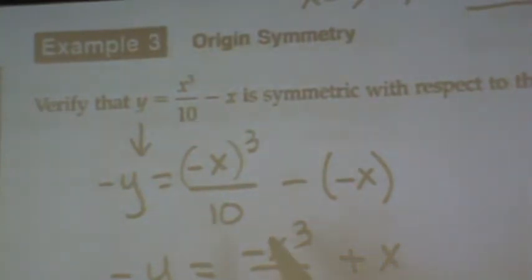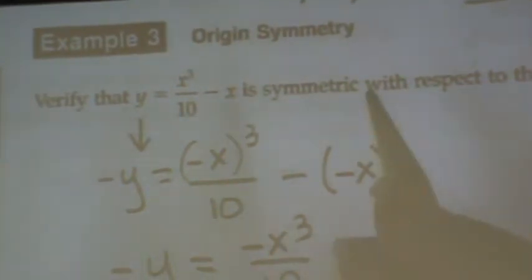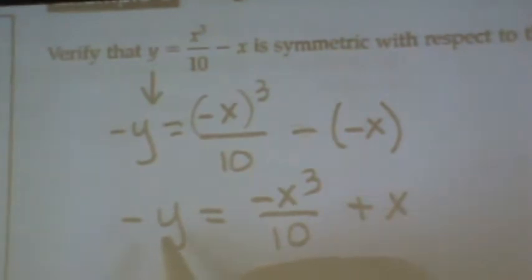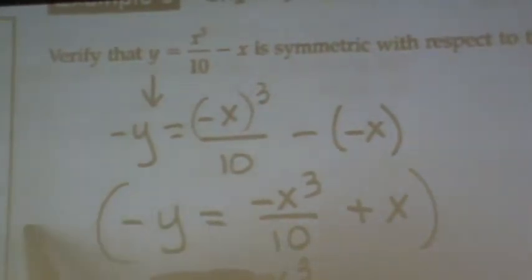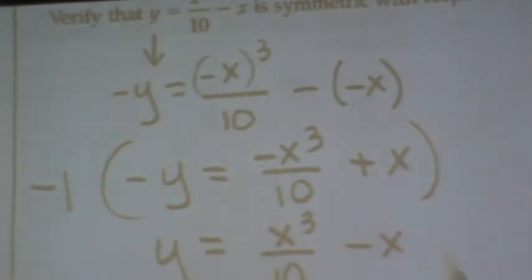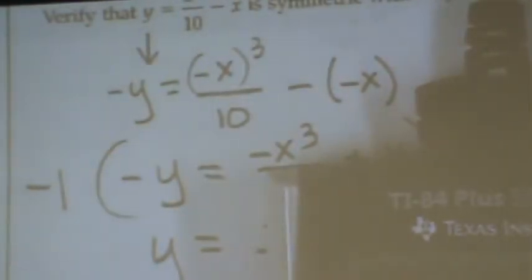Did I get this back to its original state? No. But could I? How could I? If I multiply everything by -1, am I allowed to multiply everything by -1? Yeah. And this is going to be a positive y now. This is going to be a positive x cubed over 10, and this is going to be a negative x. All I did was I multiplied this whole thing by -1, and it's back to its original state. Now let's graph it and check out the ordered pairs.